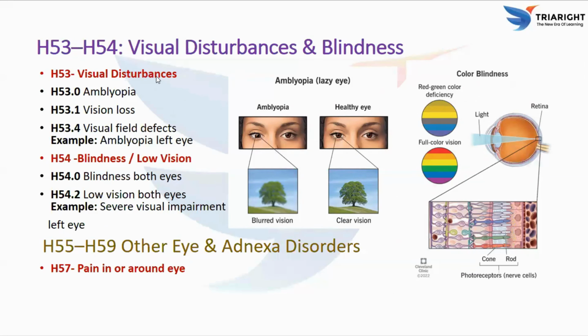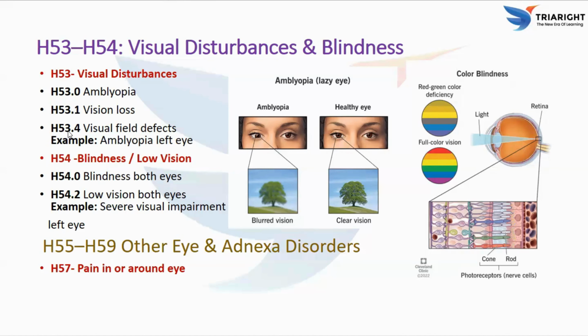So one eye has reduced vision even though the eye itself is structurally normal. This is common in childhood. This is caused whenever the brain prefers one eye over the other. In the diagram, you can clearly see the amblyopia eye and the healthy eye. In the amblyopia eye, you can find the blurred image, whereas in the healthy eye, you can find the clear image or the clear vision.